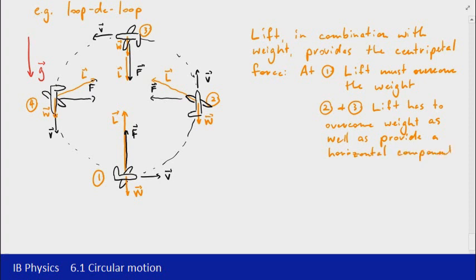Whereas at the top, so at 4, the lift is actually aided by the weight. So it's not all just the lift providing centripetal force at 3. Got that wrong. So at 2 and 4 that should be, and 2 and 3 down the bottom here. So at 2 and 4, lift needs to have the horizontal component, whereas at 3 at the top, the lift is aided by the weight to provide the centripetal force.